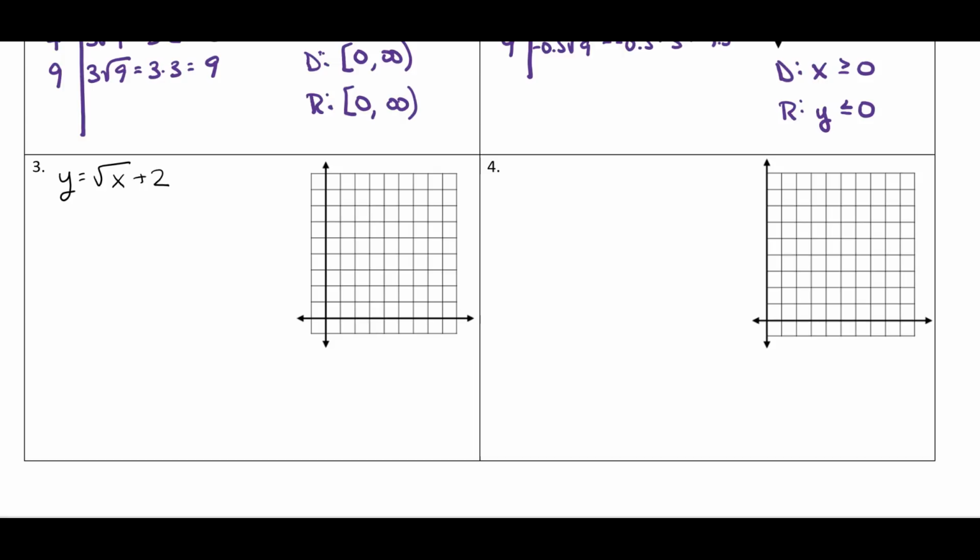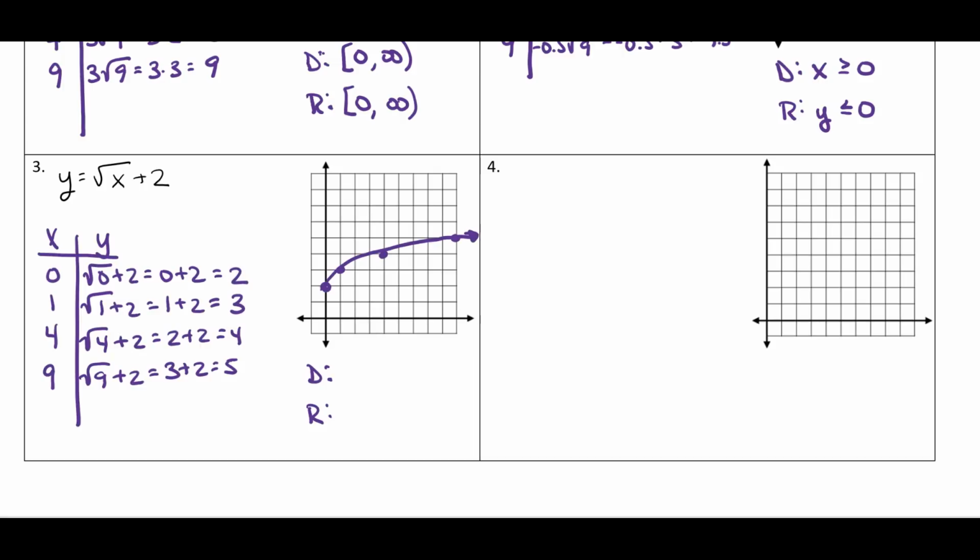All right, hopefully you're ready to now see the answer. So in your table, you should have had 0, 2, 1, 3, 4, 4, and 9, 5. Hopefully you used those nice points. And hopefully you were also paying attention to the fact that this was adding 2, which based on what it's done in the past should move our graph up 2 units, which it did. It took the parent graph, which normally is here at 0, 0, 1, 1, and so on. It took this parent graph and it simply slid it up 2 units, as we should have expected.